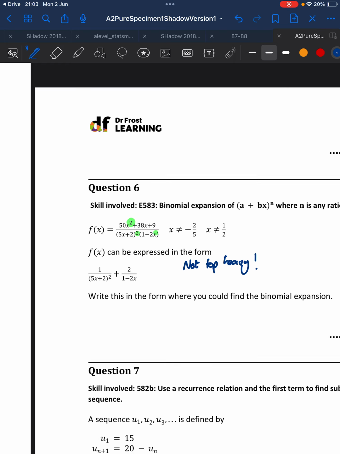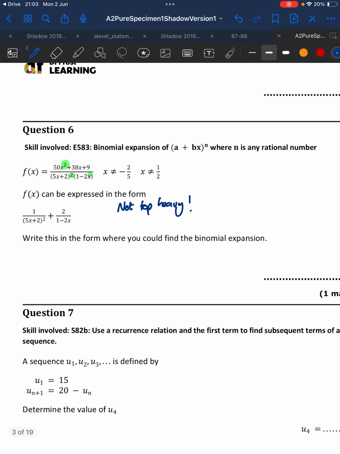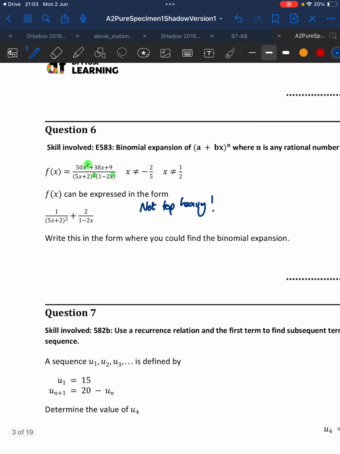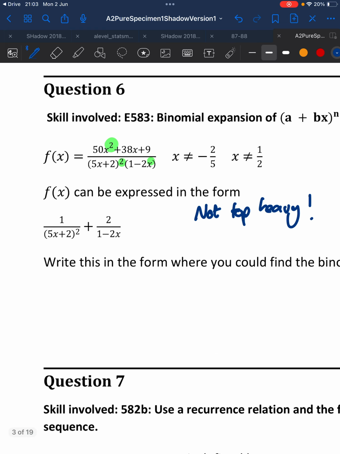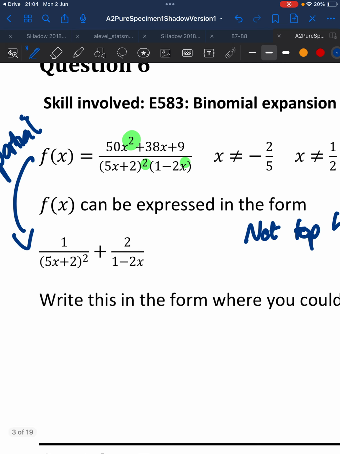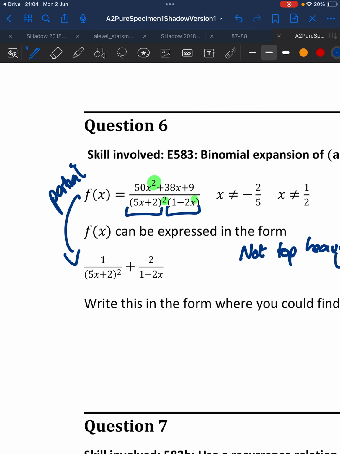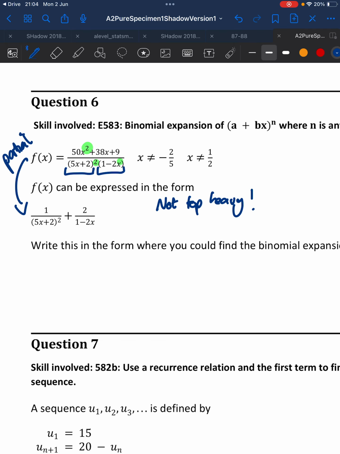So what's this question actually about? Write this in the form where you could use the binomial expansion. Well, that sort of surprised me a little bit. What they seem to have done here is the partial fractions for me, because that's what was going on in my head. Why was that going on in my head? Because I have a product, yeah? I have two things being multiplied in the denominator that look like this. So they've done that, and then they've said, how would you use them?